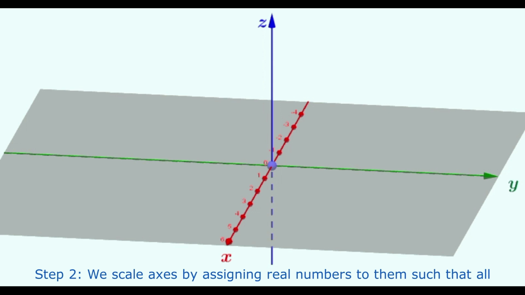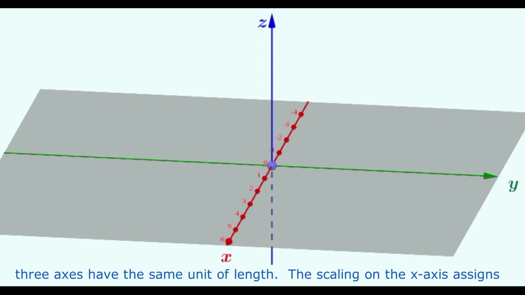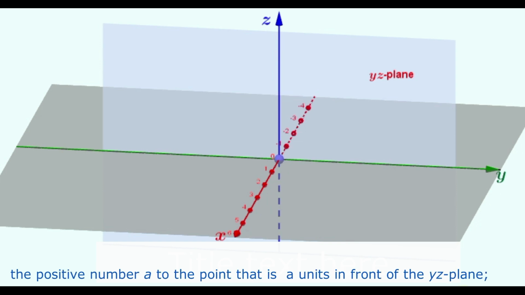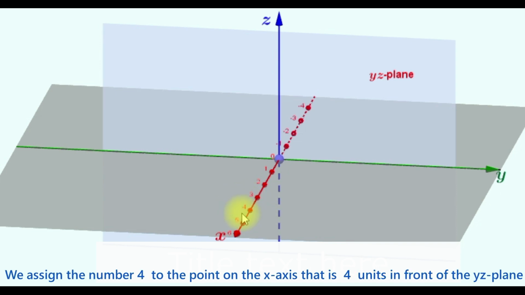Step 2. We scale the axes by assigning real numbers to them such that all 3 axes have the same unit of length. The scaling on the x-axis assigns the positive number a to the point that is a units in front of the yz plane. For example, we assign the number 4 to the point on the x-axis that is 4 units in front of the yz plane.